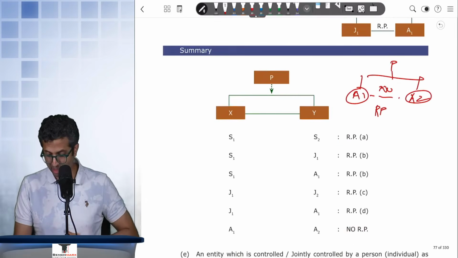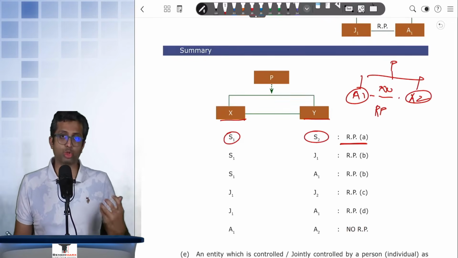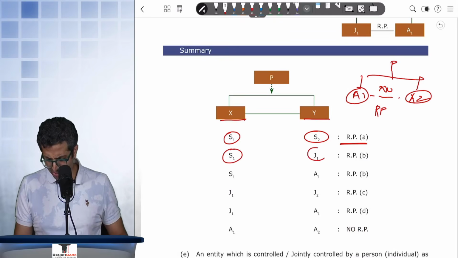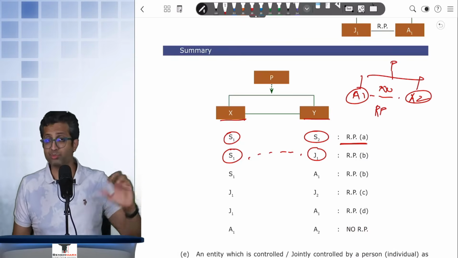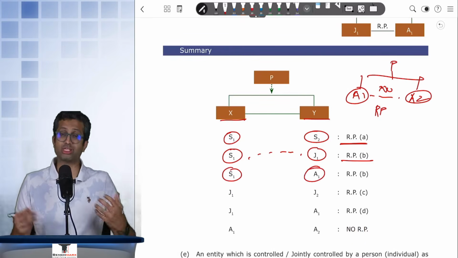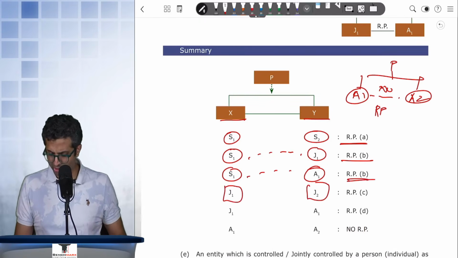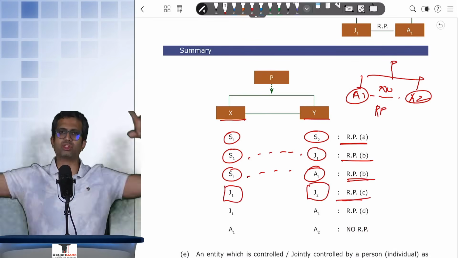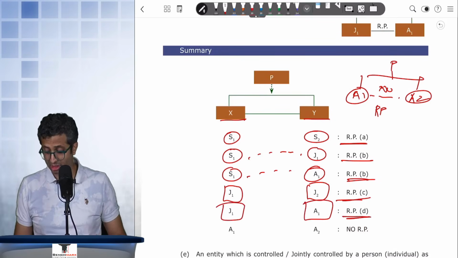So one needs to remember that if there is P which has X and Y, let's say X and Y is S1 and S2, we say they are related. Why? Because they are members of the same group, clause A. There is S1 at one place, J1 at the other place. Still, S1 and J1 are related because J1 is a joint venture of a group member, that is P, and hence under clause B, they are related. S1 and A1, they are still related because it is an associate of a group member, still related under clause B. At both sides, there is a joint venture, related because both entities are joint ventures of the same third party, clause C. One side there's a joint venture, one side there's an associate, still related under clause D.